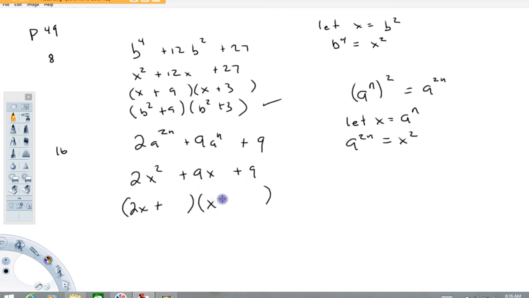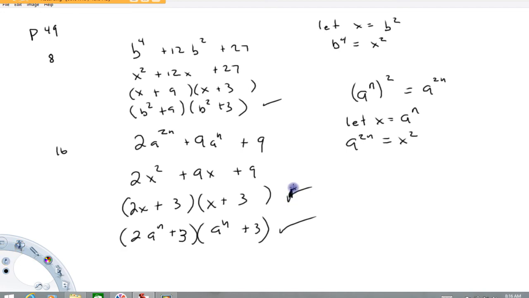Pluses everywhere in sight. Factors of 9. Let's try 3 and 3. 2x squared plus 6x plus 3x. There's my plus 9x plus 9. So that thing is done. Oh, I'm sorry, did I say it's done? Not quite yet, because we still have x's, but the original problem had these a's in it. So the very last thing to do is resubstitute x equal to a to the n. So we can write this as 2a to the n plus 3 times a to the n plus 3. And now it's done.